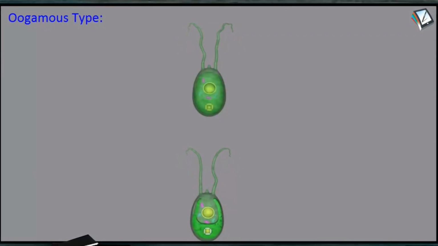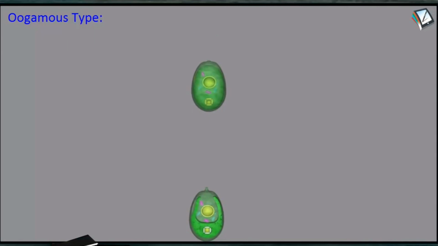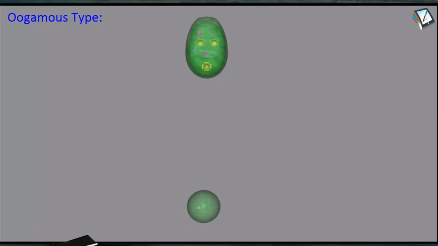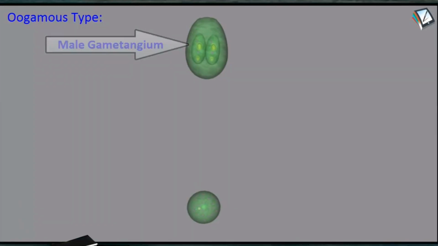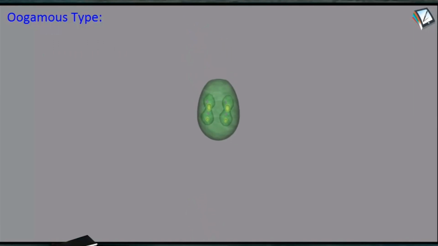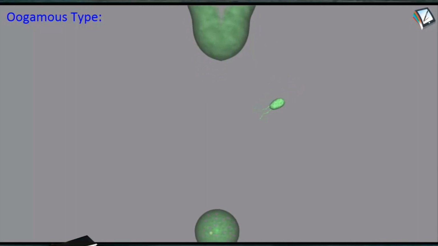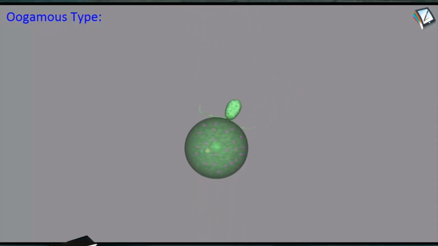Oogamous type. In oogamous type, the female gamete is non-motile. It is called egg or ovum. So the female gametangium produces a single egg, and the male gametangium divides and produces many male gametes which are small in size. The male gametes swim and come into contact with the egg, and one of the male gametes fuses with the egg, resulting in the formation of a diploid zygote. Since the small male gamete fuses with a non-motile egg, it is called oogamous type.